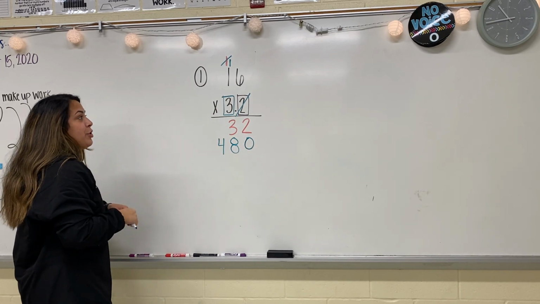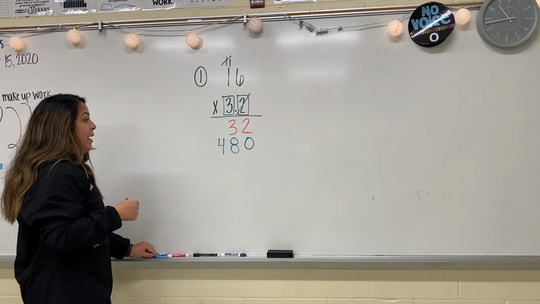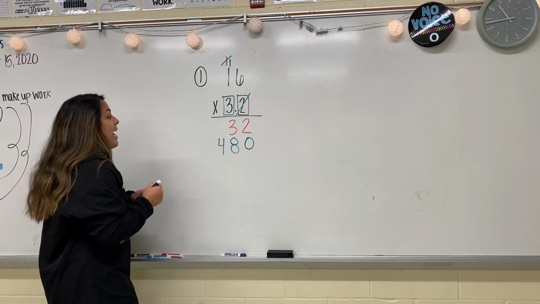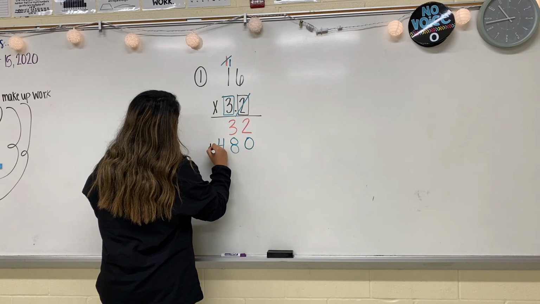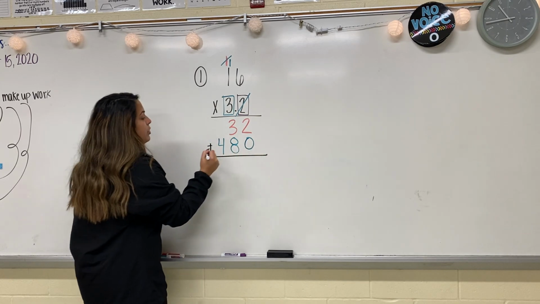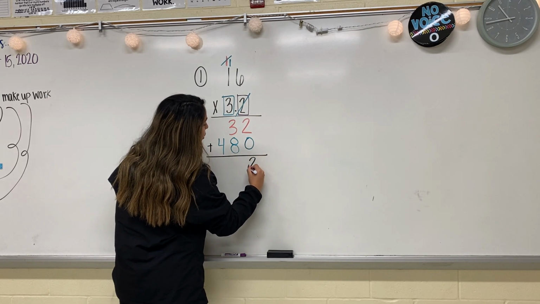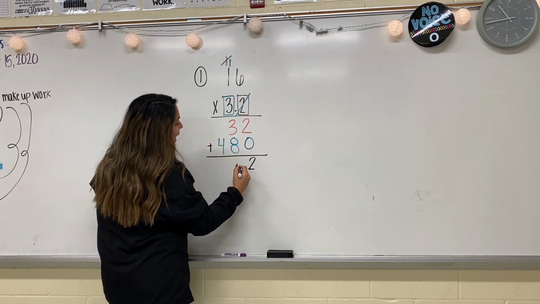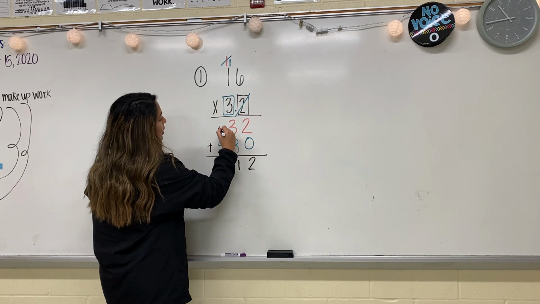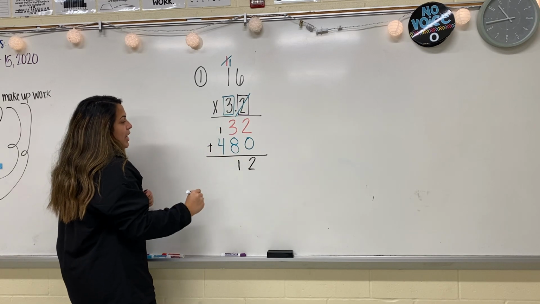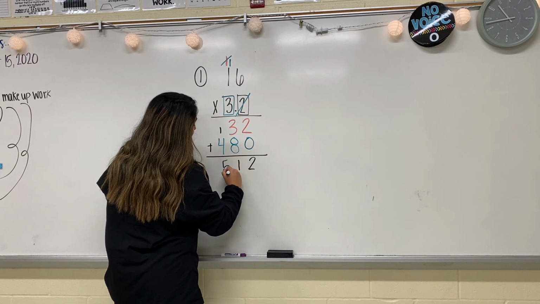I don't have to multiply any other digits by 3, so now I'm just going to add these two products together. 2 plus 0 is 2. 3 plus 8 is 11. I'll put my 1, carry the other 1, and then 1 plus 4 is 5.